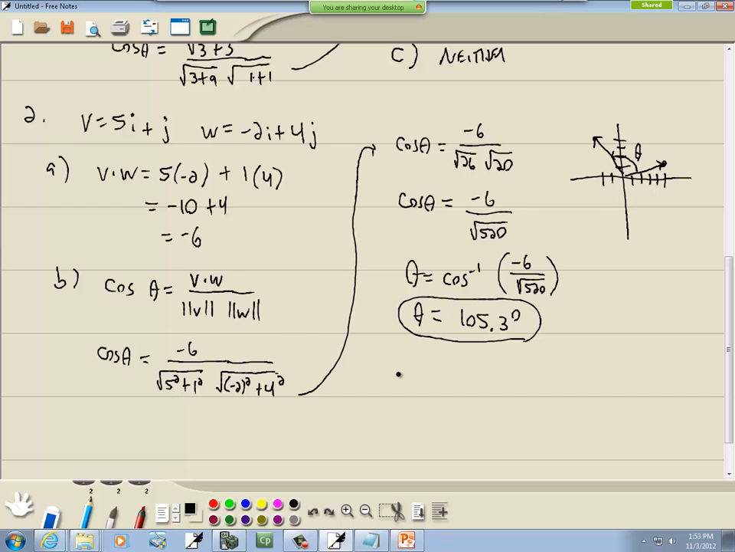Now C. Determine if they're parallel first. Well, let's start with one of them. I'll start with the j here. What would I have to multiply the j by to get my 4j? Well, I'd have to multiply by 4. But if I multiply the 5i by 4, does that give me this? No, it doesn't. So they're not parallel. Orthogonal means the angle between them is 90 degrees, and it's not that. So this is another neither.